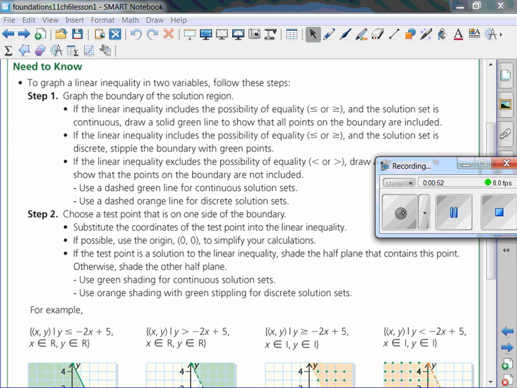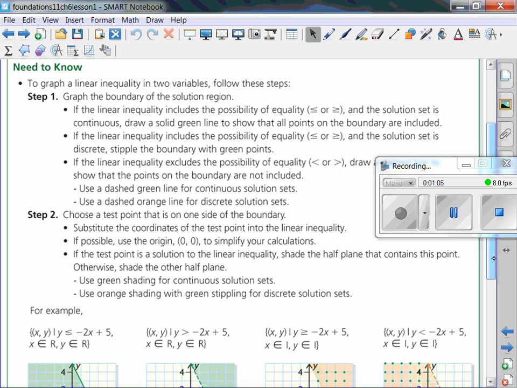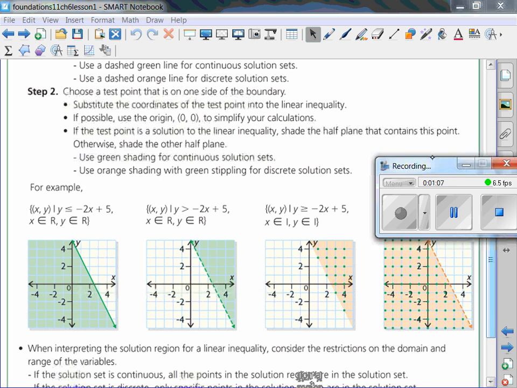We already talked about step 2, which was the test point. We talked about that with example 1, how generally speaking we like to choose the origin, (0, 0). If the line goes through the origin, (0, 0), we'll have to choose a different point. We'll explore that further as we get later on. So let's go back and look at this a little further here.